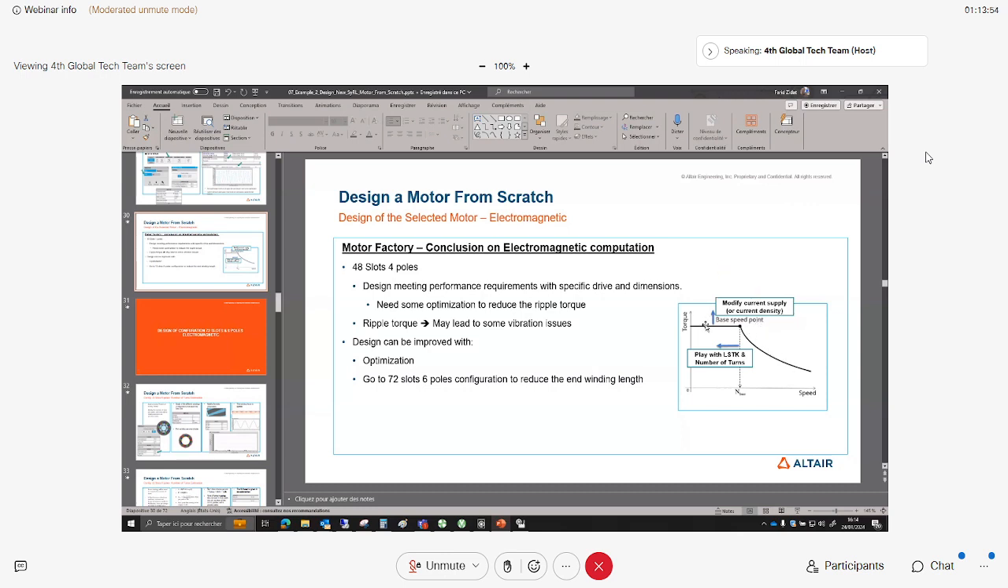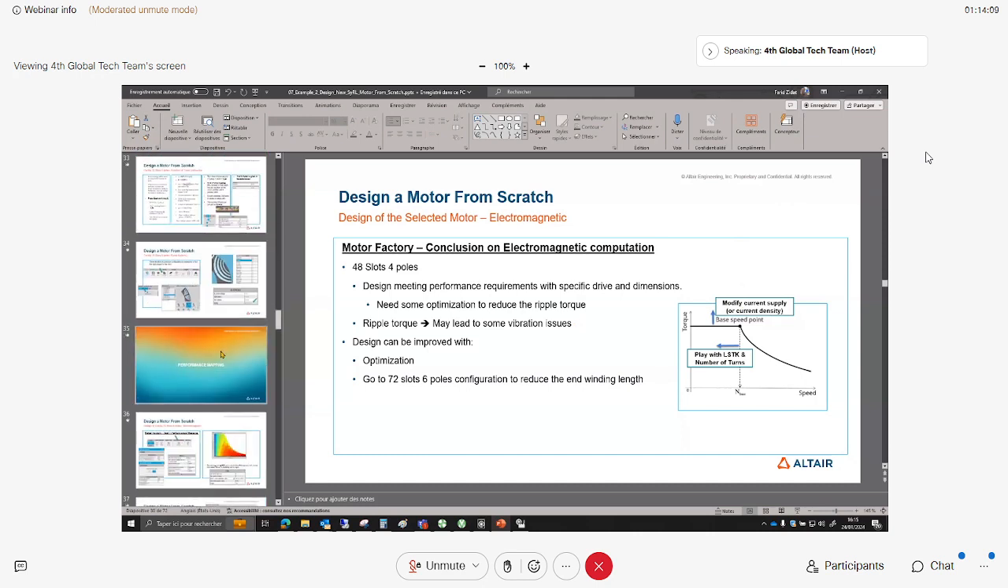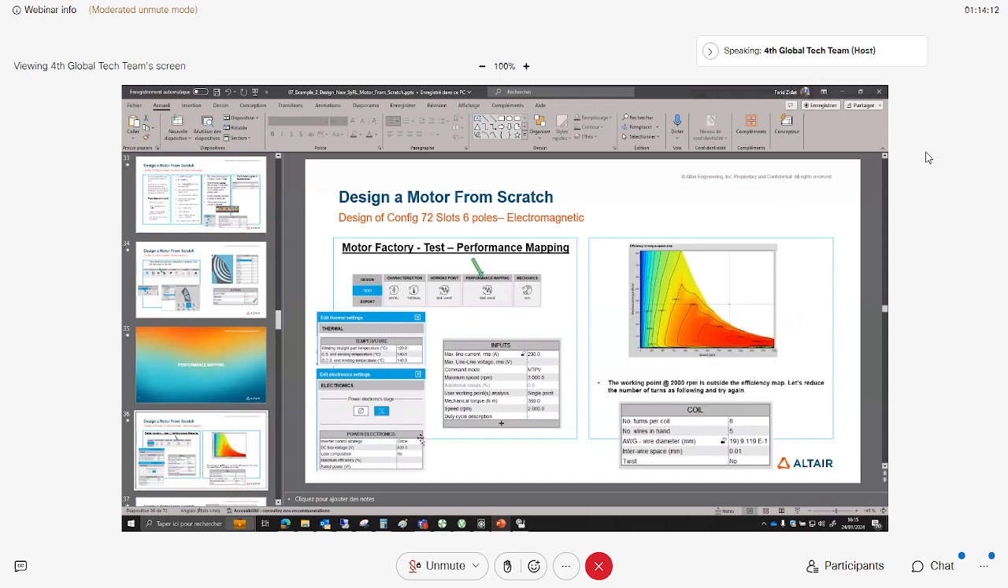So to have more current, this is also possible to achieve with a higher number of turns, right? So there is a compromise to find between the number of turns and the current supply. In our case, what we are going to do is simply to play on the number of turns. So here we have really a higher torque, right? But we need to decrease the number of turns.